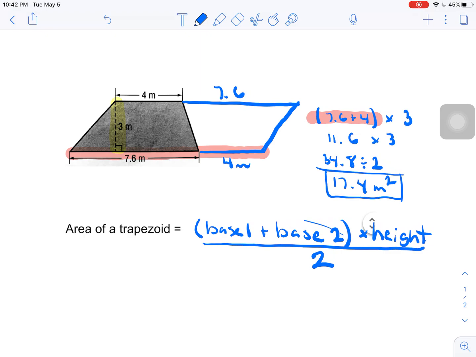So if we wanted to summarize the area of a trapezoid, these steps that we're going through, into a general formula, we could say add the bases, so the bottom plus the top to get the base of the parallelogram, times the height, and then divide by 2 because there are 2 trapezoids in the parallelogram. So that is how you find the area of a trapezoid.